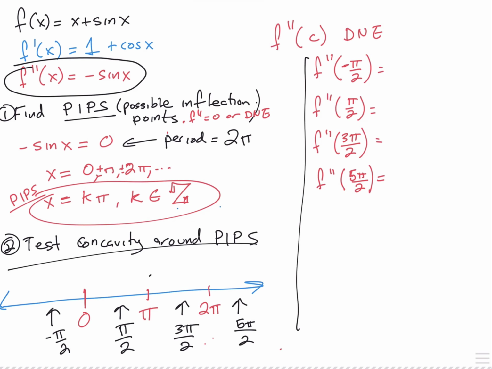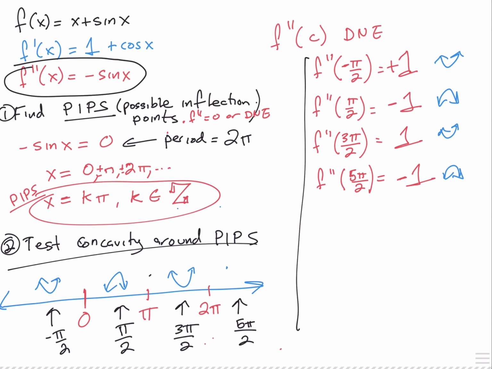All right, so what is minus sine of minus pi over 2? It's going to be positive 1, right? What about minus sine of pi over 2? Negative 1, good. And then 3 pi over 2, 1 again, and then negative 1, right? Okay. So then what does this mean? This means that it's going to be concave up, right? Then concave down, concave up, and concave down. So if I put this over here on my number line, this is concave up, concave down, concave up, and concave down.